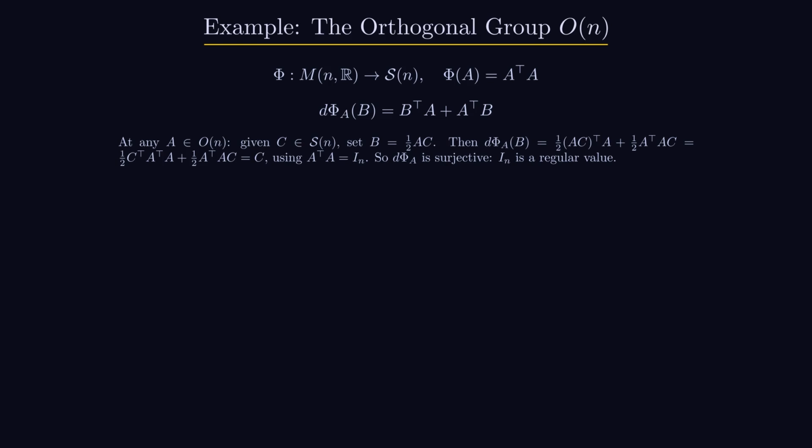The differential dφ at A is surjective at every point of O(n), so I sub n is a regular value. The regular level set theorem then makes O(n) a properly embedded submanifold of M(n, R). Its codimension equals the dimension of S(n), which is n times (n plus 1) over 2. Its dimension is n squared minus n times (n plus 1) over 2, which simplifies to n times (n minus 1) over 2. For example, O(2) has dimension 1. It is a disjoint union of two circles, the rotations and the reflections. O(3) has dimension 3.